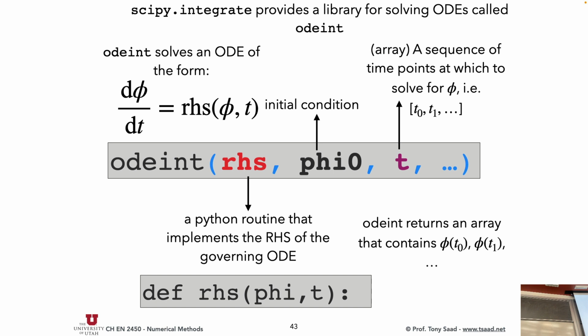We learned about ODEint last time, and we applied it to the problem of cooking a lobster or a vegetable, either boiling it in a fluid or using radiation in the oven. And we used ODEint. All it required was the right-hand side of that differential equation and an initial condition and a sequence of points in time at which we want to approximate the solution of that ODE.